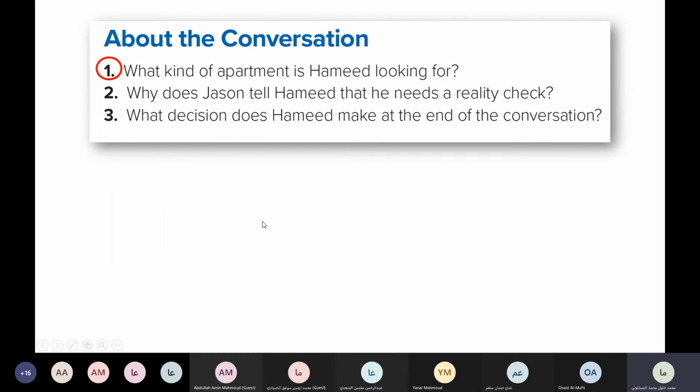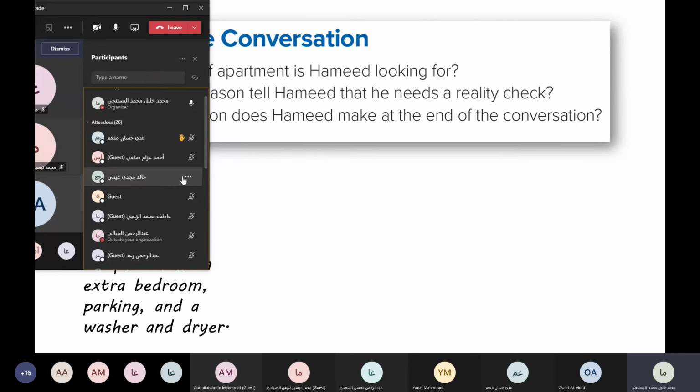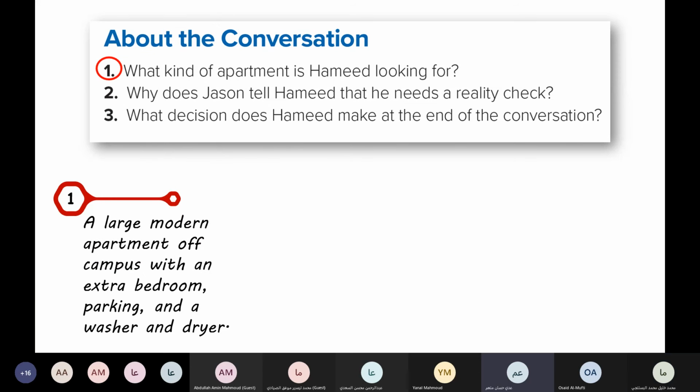So this is the first question. A large modern apartment off campus with an extra bedroom, parking, and a washer and a dryer. Number two, who can read the second? Ahmed Al-Haswani, are you here? Ahmed Al-Haswani. Uday, read. Okay. So why does Jason tell Hamid that he needs a reality check?